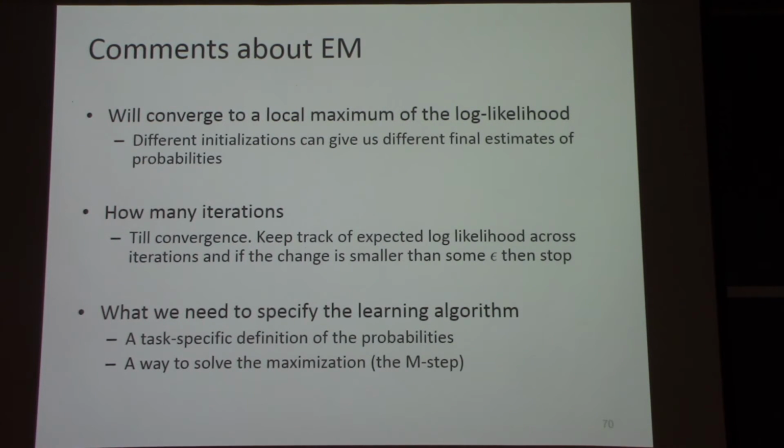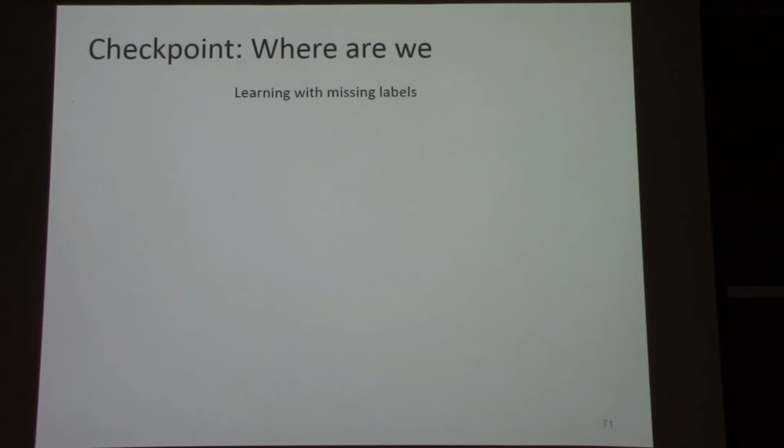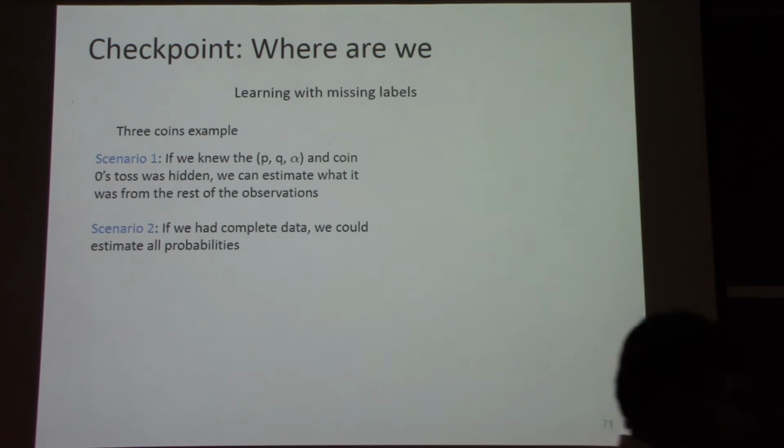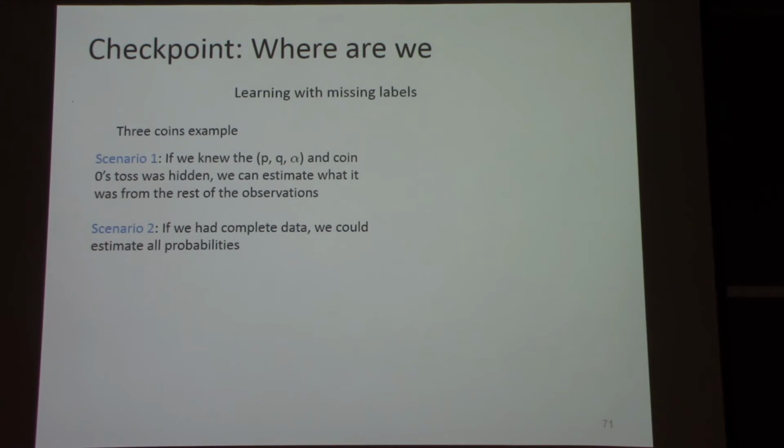So we have a recipe for building algorithms. Let's actually try to instantiate it on a problem that we've seen. Just to remind you, we are trying to learn when we don't have any labeled data. We started looking at the 3 coins example, and we considered many scenarios. 2 of them were actually easy, and we knew how to solve them. The first one is if you know the biases of the coins. So in this game, we have 3 coins, 0, 1 and 2.